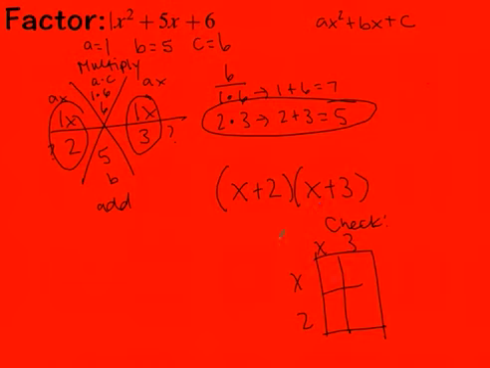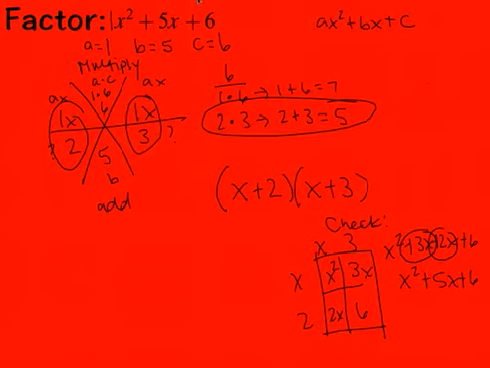So to check this one, I've already labeled my box. I'm going to do x times x, which is x squared, x times 3, which is 3x, 2 times x, which is 2x, and 2 times 3, which is 6. Write everything down. Add my like terms, and whenever I do that, I get x squared plus 5x plus 6. Because it matches what I started with, that means that I must have done my star right.